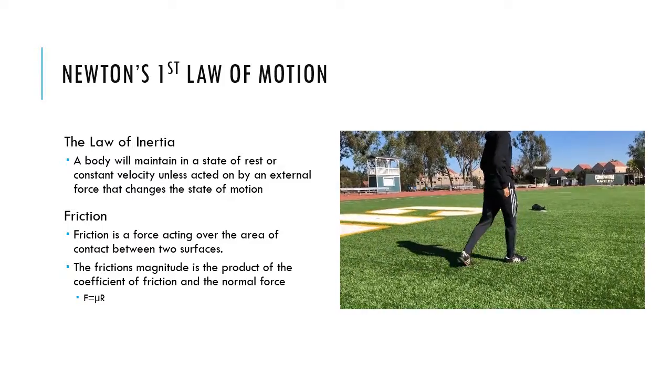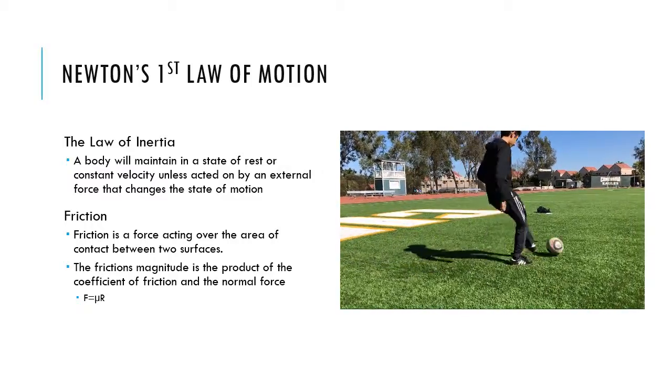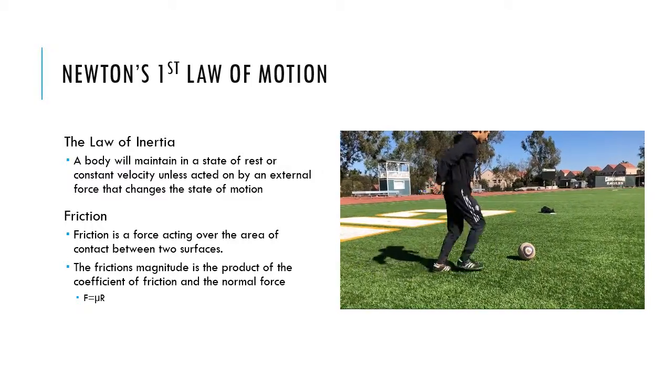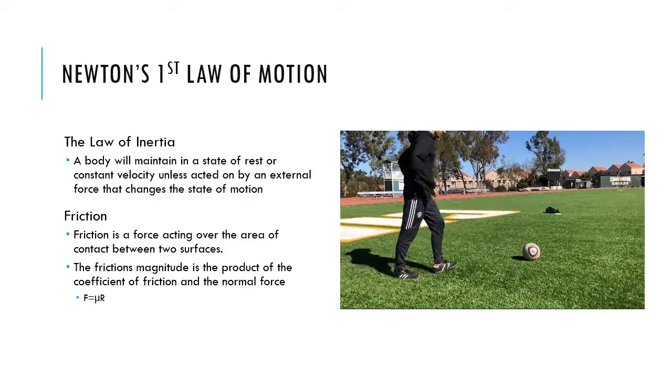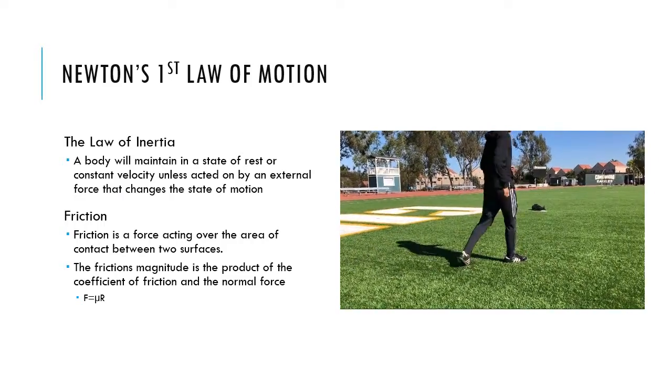Friction is a force acting over the area of contact between two surfaces. Its direction is opposite of motion or motion tendency, and the friction's magnitude is the product of the coefficient of friction and the normal force.